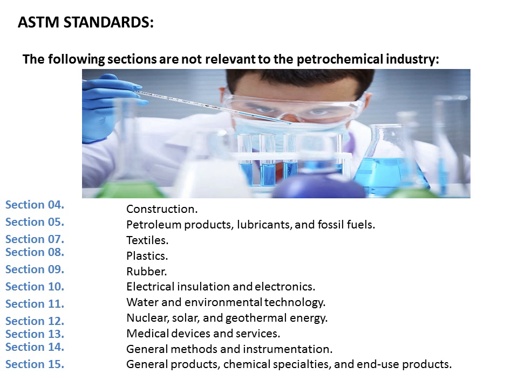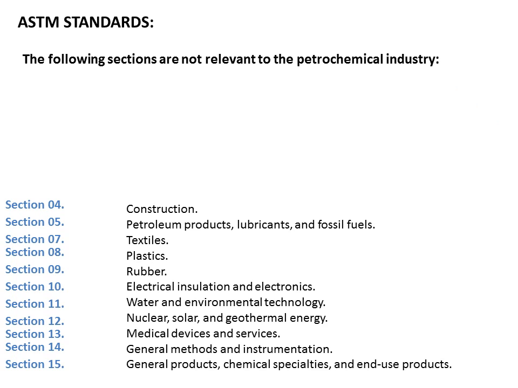So these are the sections that are not particularly relevant to the petrochemical industry, and they are the ASTM standards for other industries like construction, petroleum, textile, plastics, rubbers, electrical insulation, water and environmental, nuclear, medical device, general methods for instrumentation, and chemical specialties and end-use products.